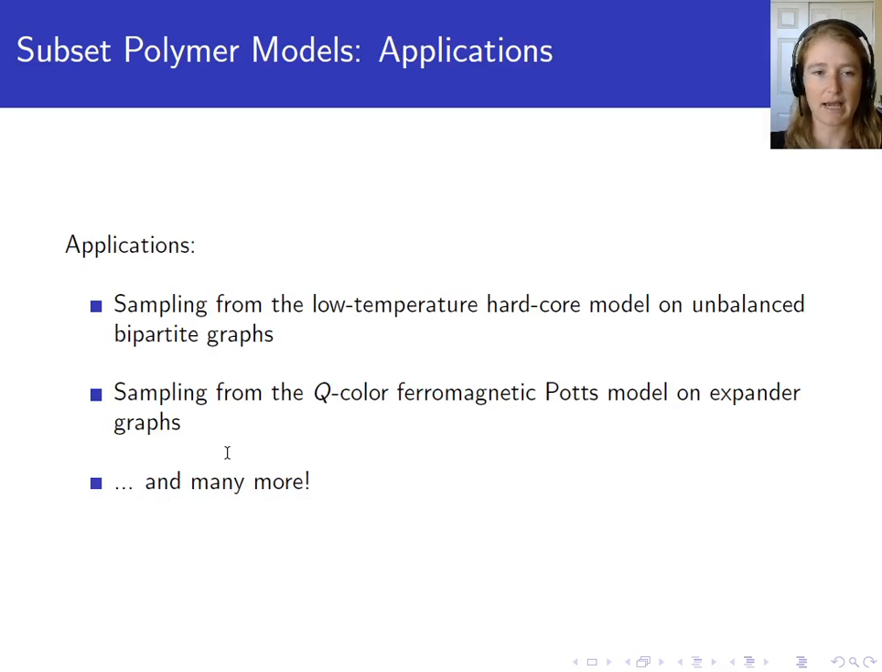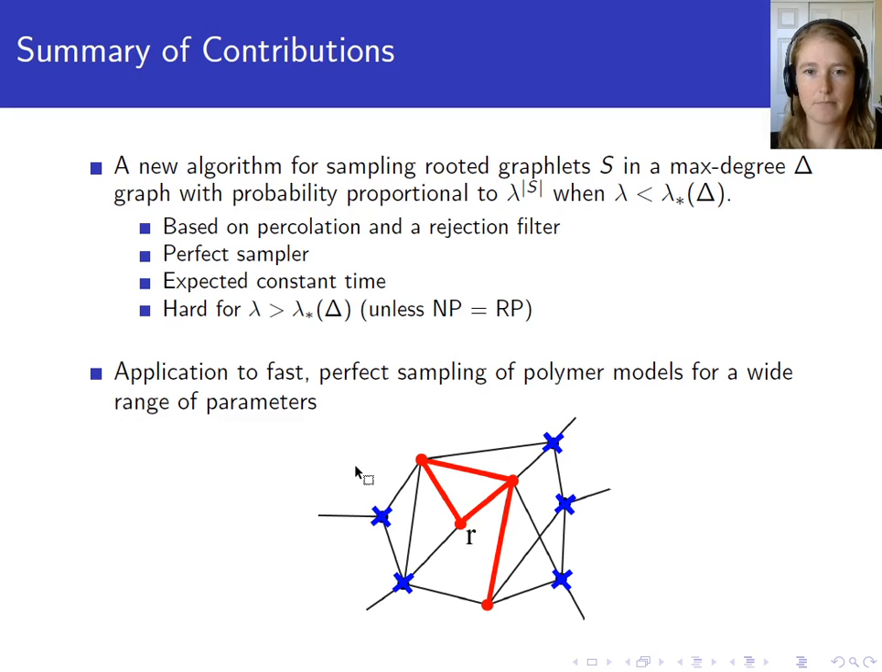Okay. And so while I have stated our results in general in terms of subgraph polymer models, this can be immediately applied in some applications, such as better algorithms for sampling from the low temperature hardcore model in unbalanced bipartite graphs, and sampling from the q-color ferromagnetic Potts model on expander graphs. We give improved algorithms in both of those settings. Those are the two examples we happen to include in the paper. But basically, anywhere you can use a subset polymer model to get a sample, our algorithm can improve that process. So these are just two, but there are many other places in which this leads to an improvement as well.